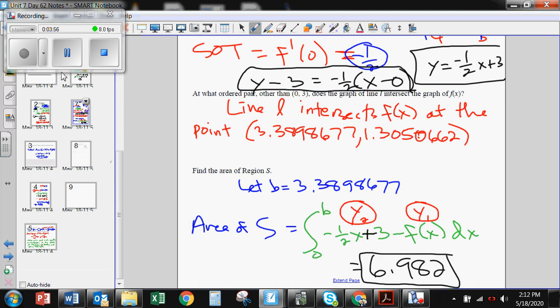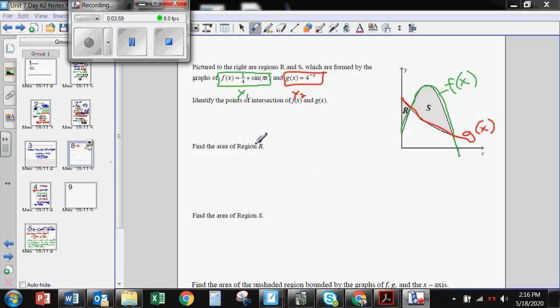Okay, let's go to the last page here. This next problem: pictured to the right are regions R and S, which are formed by the graphs of f of x and g of x. I have f of x here in green. They didn't give you that; you would have probably had to graph it. And g of x here.